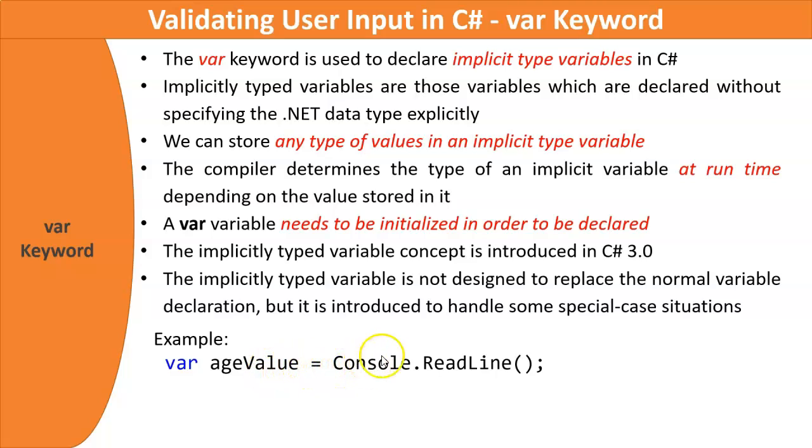On the right hand side, we are reading some data and we are initializing the var type variable. Now, this concept of implicit variable was introduced in C# 3.0. It is not actually designed to replace the normal variables. Normal variables have their own role in C# programming, but at some time, in some special situations, we will be using the var type variable. When we validate user input, we may be using var type variable in some situations. That we will see when we develop a console application to demonstrate validation of user input.